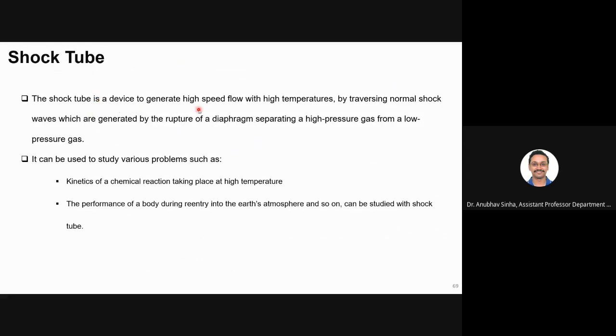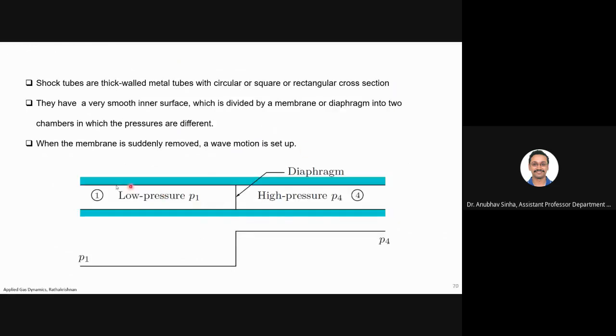So it is a device which generates high speed flow, and high temperatures are attained by what? By letting one normal shock move across a tube. Okay, which basically is by rupture of a diaphragm. So what we have, as we'll see in a schematic in the next slide, let me go to it. So basically what we have is, let us say there's a normal tube.